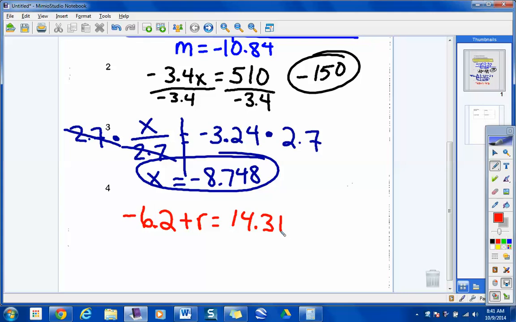Now be very careful on this. Again, our job is to isolate r, right? So you have negative 6.2 plus your variable r, or some unknown number, is equal to a value of 14.31, right? Someone I haven't heard from yet today, give me an idea of what I'm going to do here to get this along.